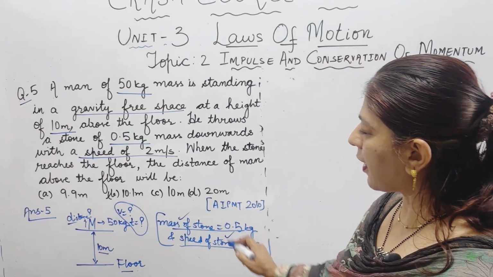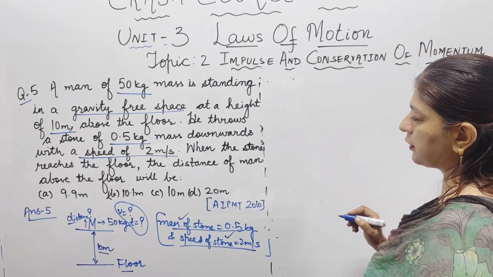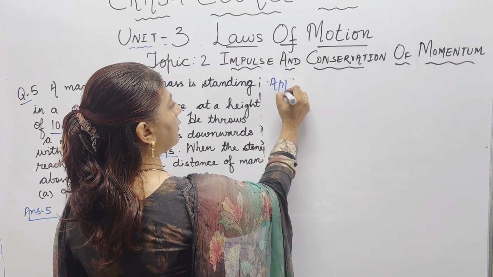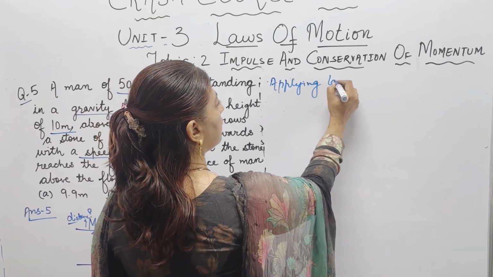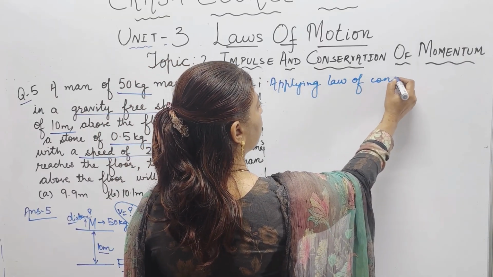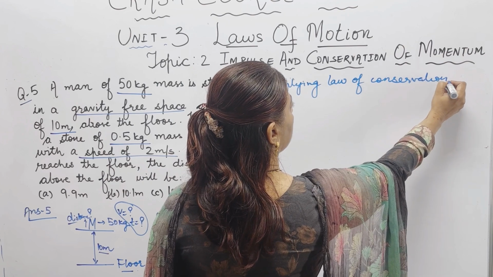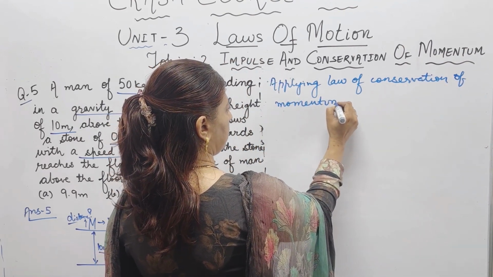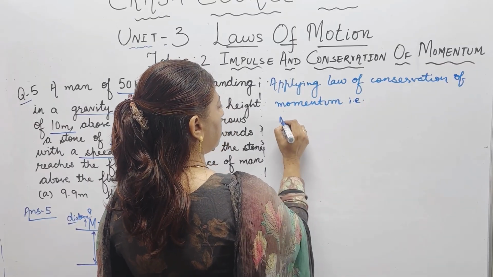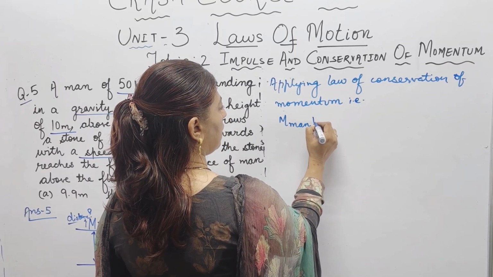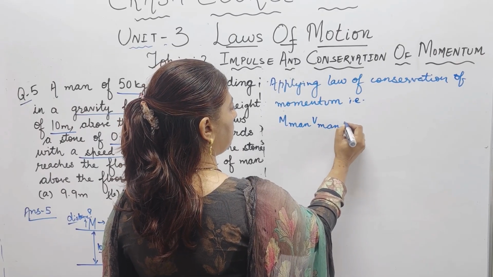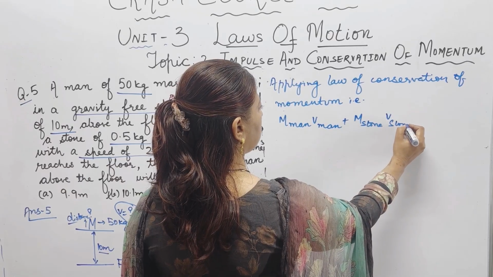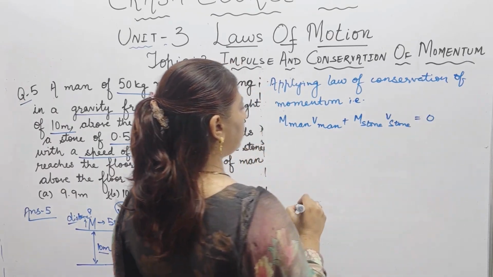Now whatever the things have been given, they have been mass and the speed. Whenever the mass and speed have been given, it is related with the momentum. So here also applying law of conservation of momentum, that is mass of man, speed of man plus mass of stone and speed of stone. This thing is equal to 0.